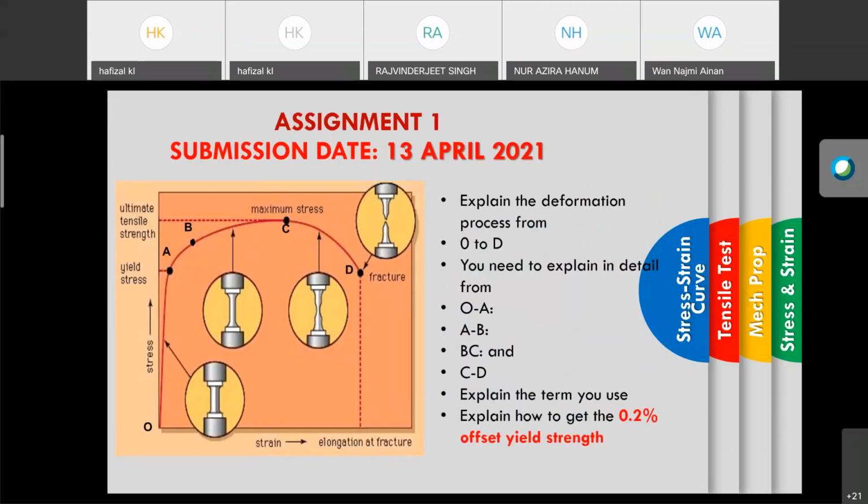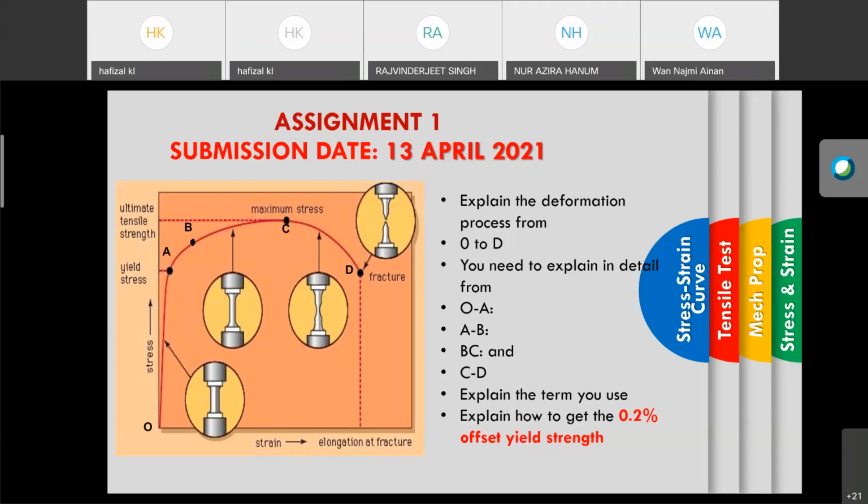Okay, these are terms that you need to know. I don't want to highlight this information, so I give you this as assignment 1, so that you can search about the information: what will happen from point O to point A to point B. At that position, you need to discuss in detail what happened in terms of the shape and how deformation takes place. You need to explain the deformation process, starting from O to A to B, B to C, C to D. And also you need to draw what will happen to the material.